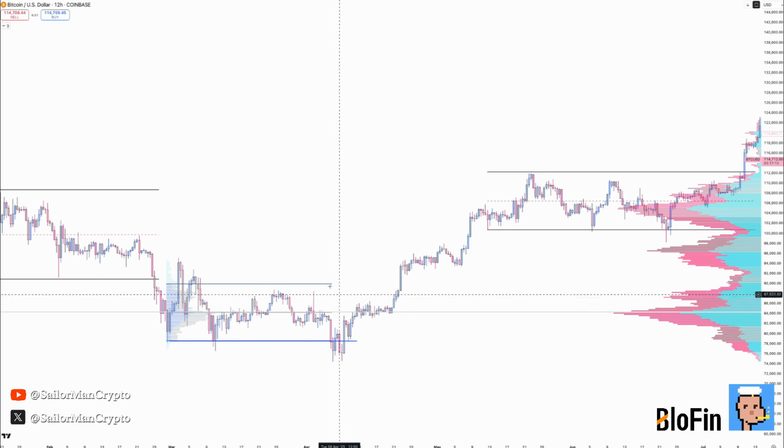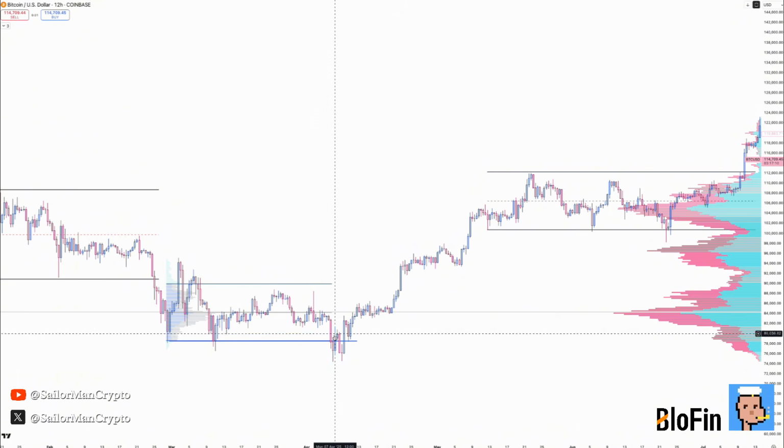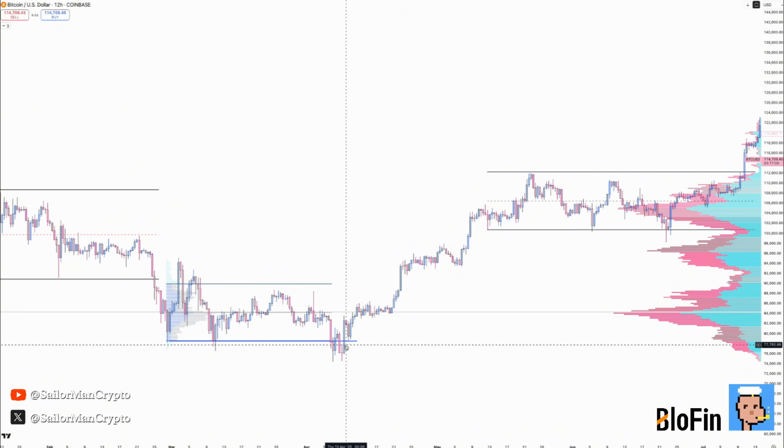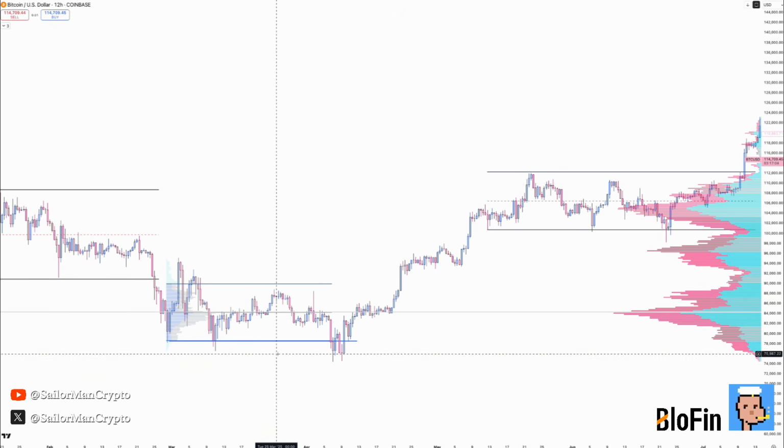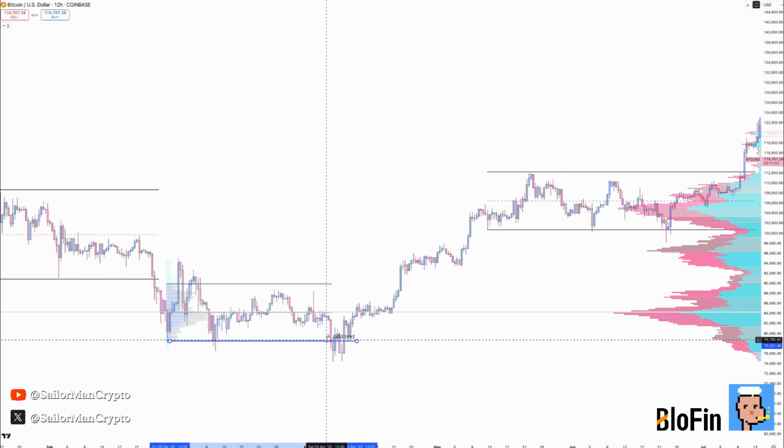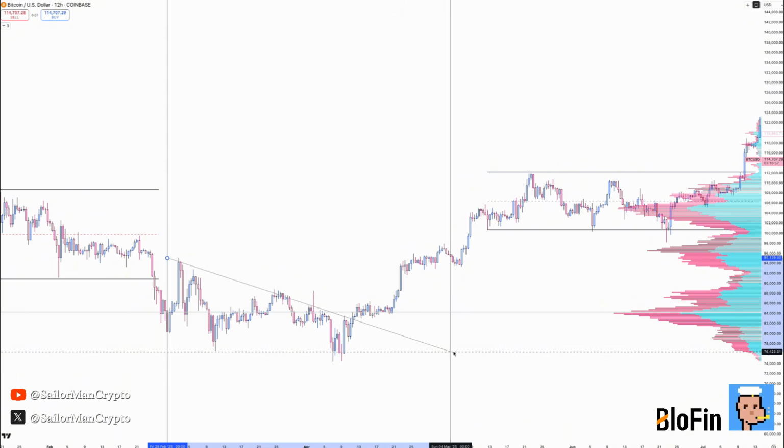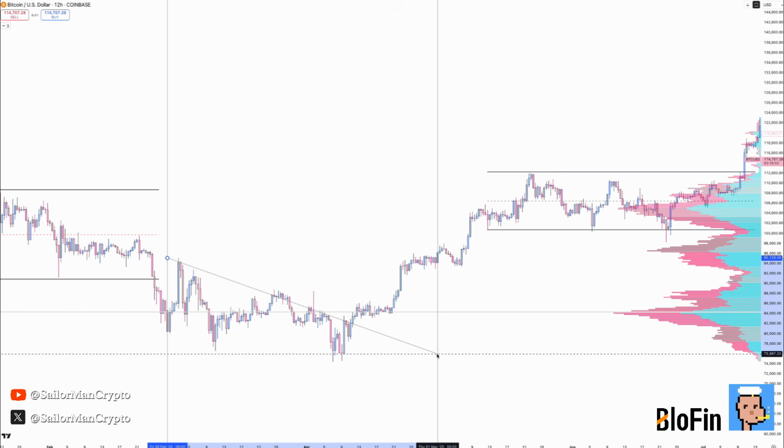What happened? I selected this area because I want to see what happened when we were here. We deviated, we found acceptance back above value area low, we retested and we moved in the other direction. If I want to see what happened when we finally broke up somewhere here.